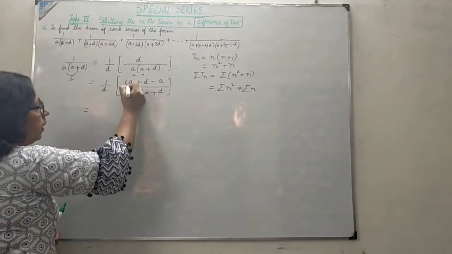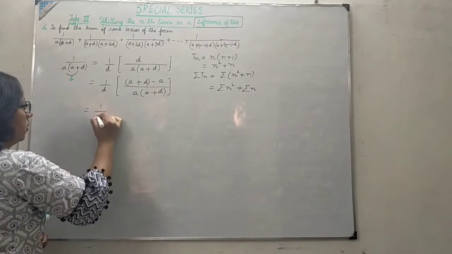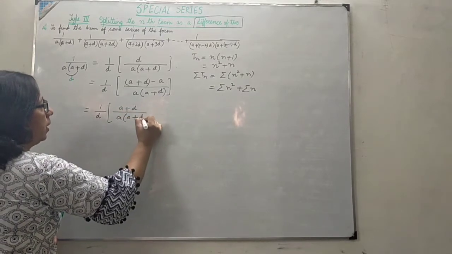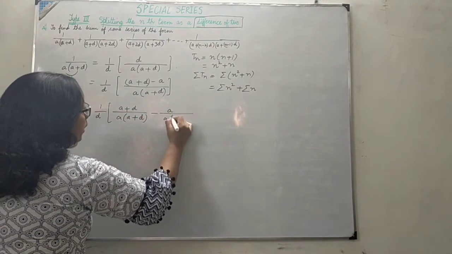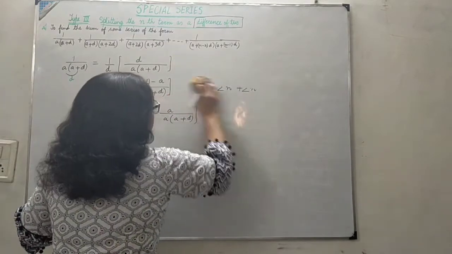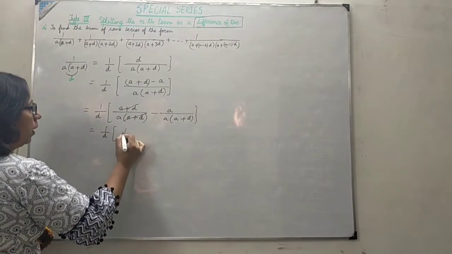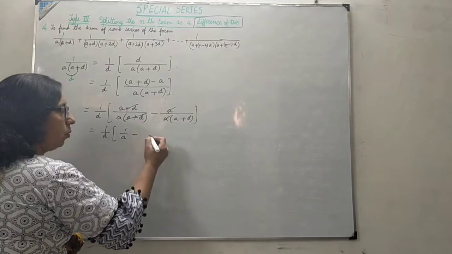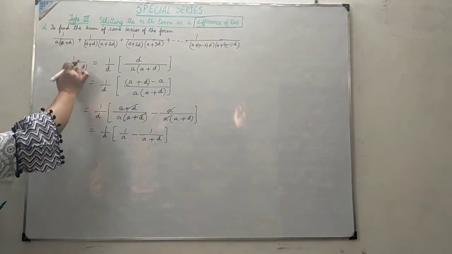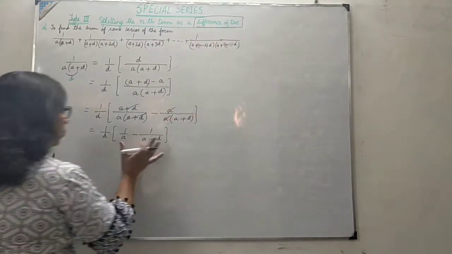After that, if I break it into two parts, a plus d upon a into a plus d, and minus a upon a into a plus d. Then it is simplified to 1 by d into 1 by a minus 1 by a plus d, as this cancels out. So I can take the product of this type of term as a difference of 2.